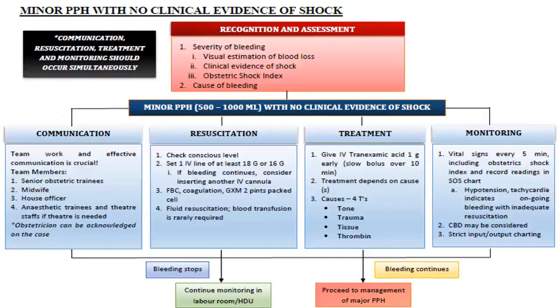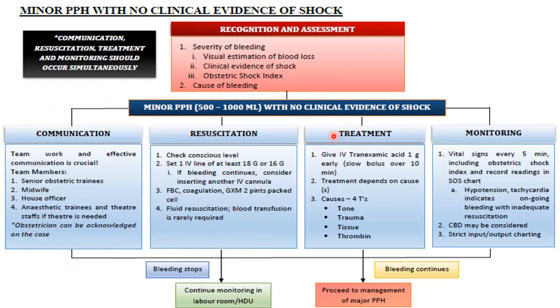So this is just a summary again. You recognize and assess, see how much is the bleeding, whether by estimation of blood loss by your eye, or you can see the vital signs and the patient's symptoms, or you can look at the obstetric shock index, and then you want to find out the cause. Then you want to call for help. How much help do you want to call? Then you want to resuscitate the patient. So DRS ABC again: set line, run fluids, get blood, as simple as that.